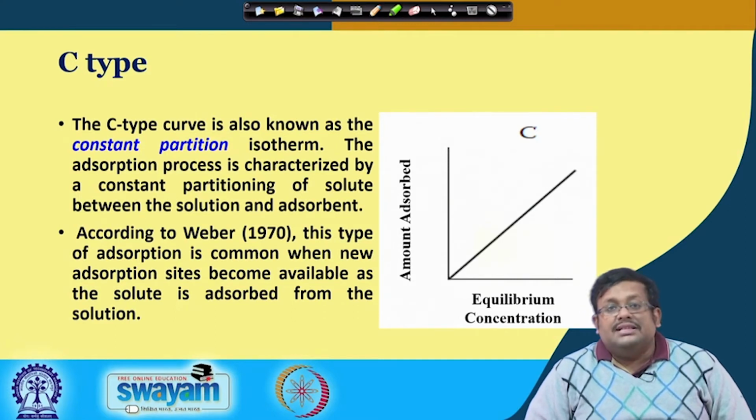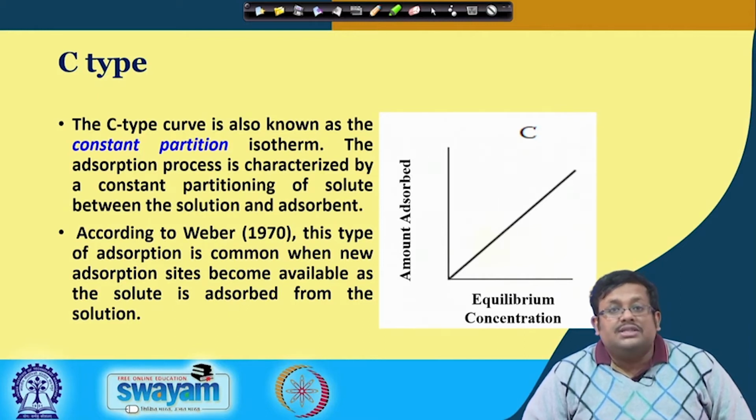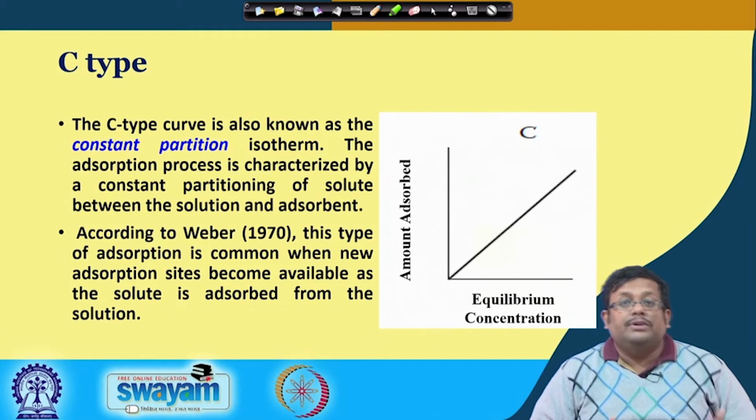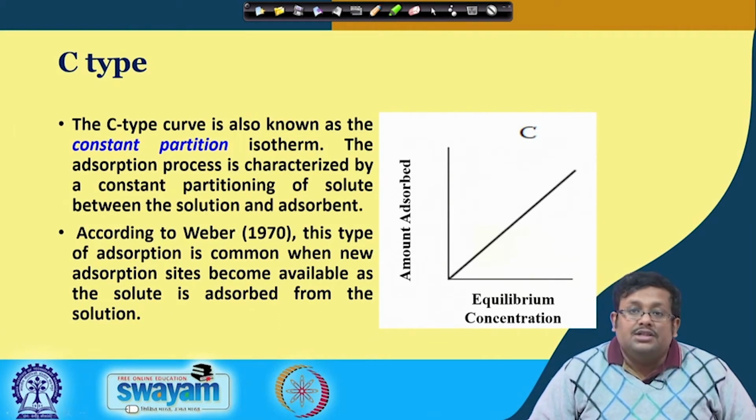So, again, this S type and L type we already covered. Now, C type is called the constant partition isotherm, and the adsorption process here in case of C type is basically characterized by a constant partitioning of the solute between the solution and the adsorbent, or in our case it is soil.